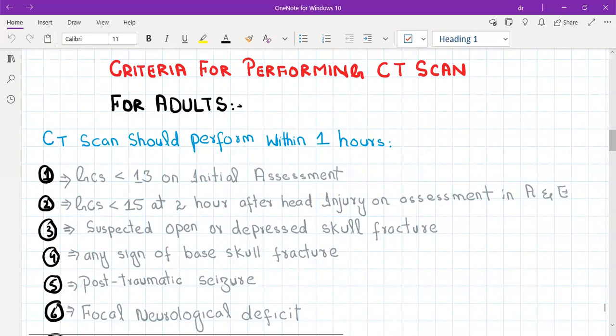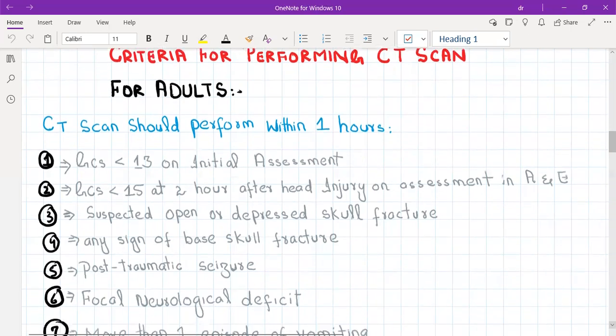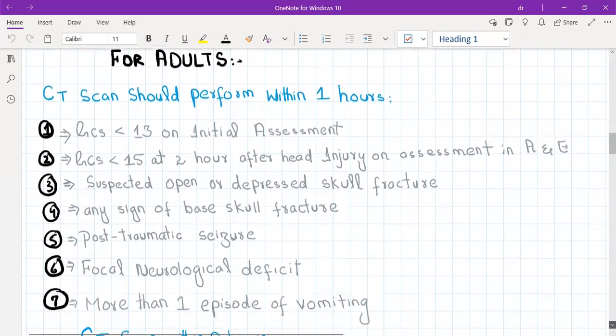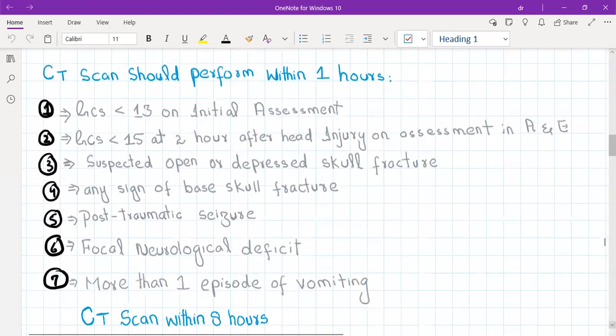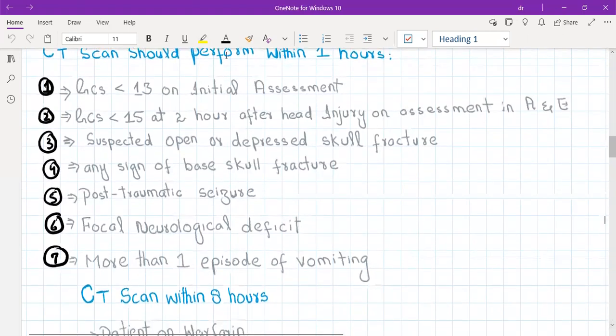Any post-traumatic seizure, any focal neurological deficit like weakness in any part of the body, more than one episode of vomiting. All right. So GCS information, most likely you will have been provided this in the question stem, because it will be difficult to expect the candidate to perform GCS as well. All right.